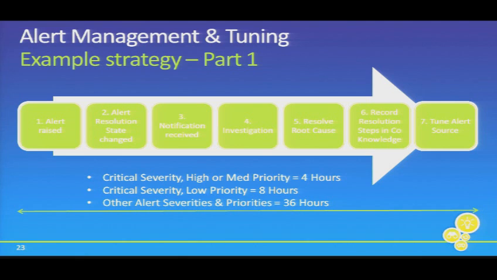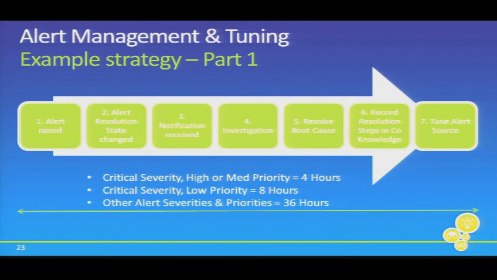So the second step is typically that the alert resolution is changed. Again, something like assigned to Tier 2. Tier 2 may receive some sort of notification, launch an investigation, and resolve the root cause. They may even record the resolution steps in the company knowledge section of the alert source, which makes life just a little bit easier for the next person that's faced with this issue.